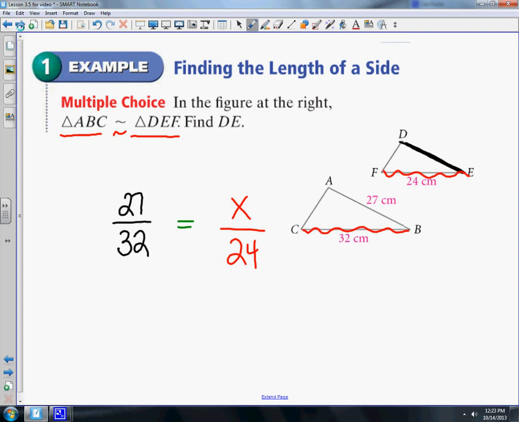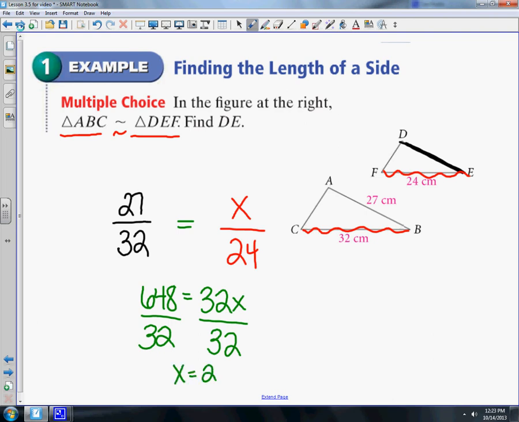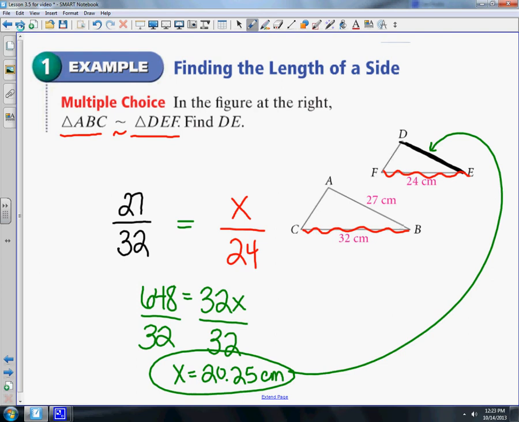I can take off these labels, put it equal to, and then I can solve this. So I just do 27 times 24, and I get 648 equals 32x. I divide both sides by 32, and I know that x equals 20.25 centimeters. Do not forget your unit. Which x is this? 20.25 centimeters.